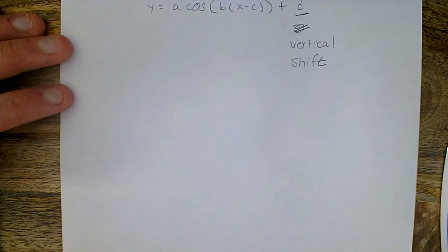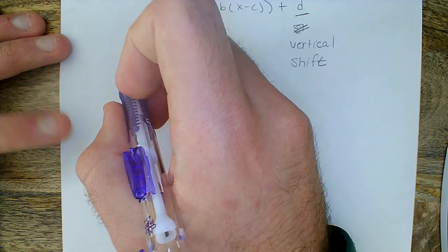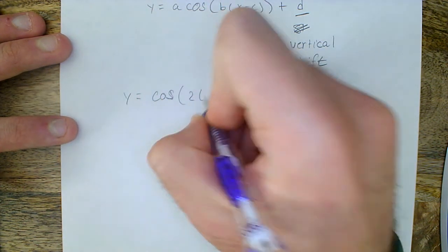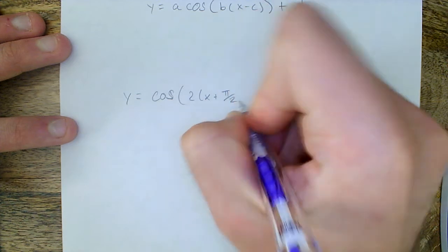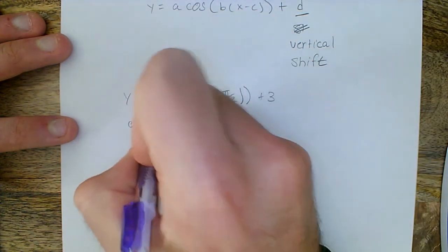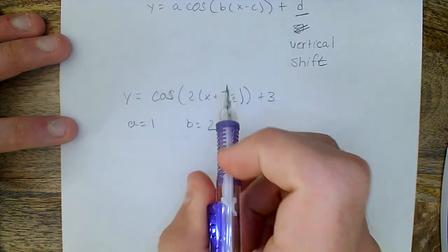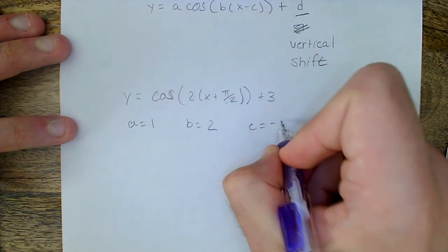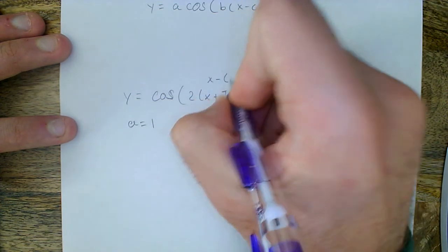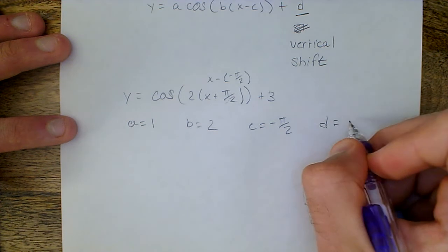Okay, so if I wanted to, for example, graph y equals cosine of 2 times x plus pi over 2, plus 3. I identify a is equal to 1, b is equal to 2, and c, so this is a plus pi over 2, so c is equal to negative pi over 2 because we want an x minus c, so this is really x minus negative pi over 2. And then d, our vertical shift, is 3.